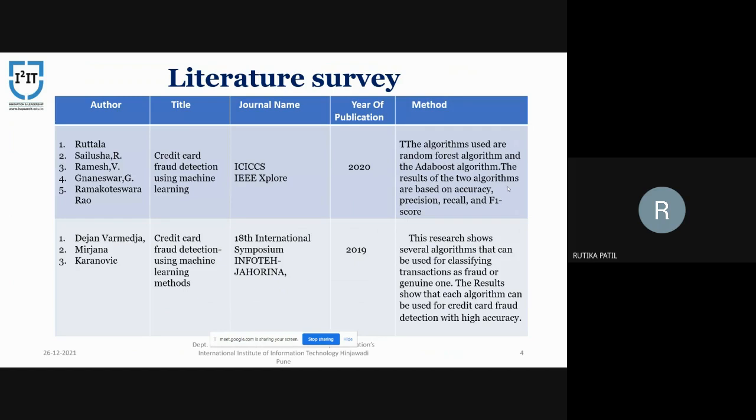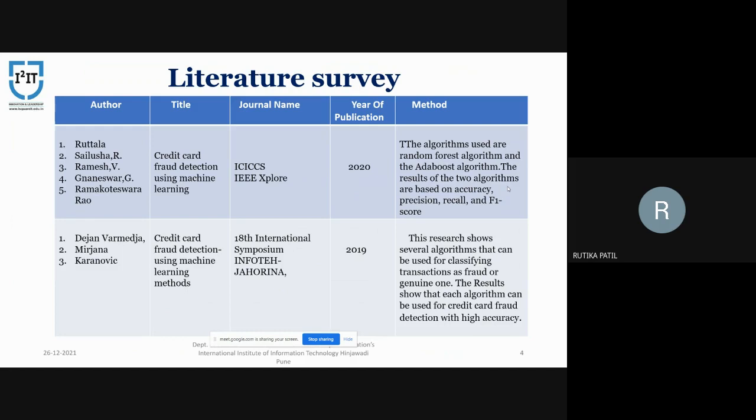Next is the literature survey. The title of the first literature survey is Credit Card Fraud Detection Using Machine Learning. It is published by ICICCS IEEE Xplore in 2020, and in this paper the algorithms used are the random forest algorithm and the AdaBoost algorithm. The results of the two algorithms are based on accuracy, precision, recall and F1 score.